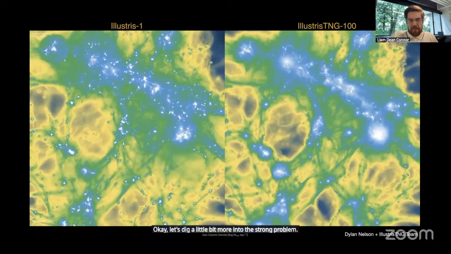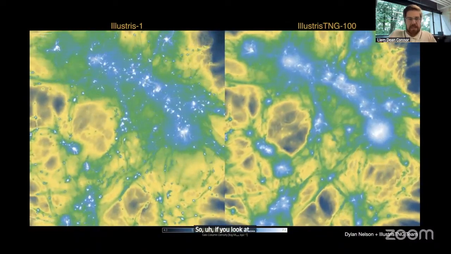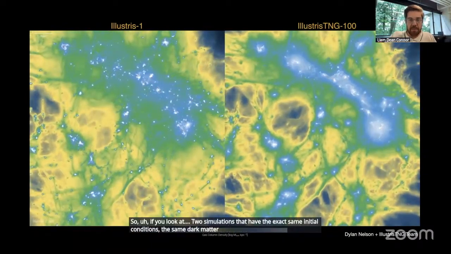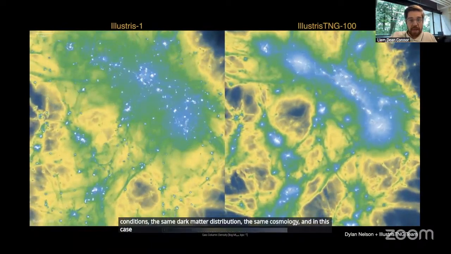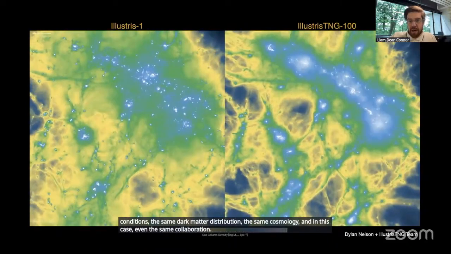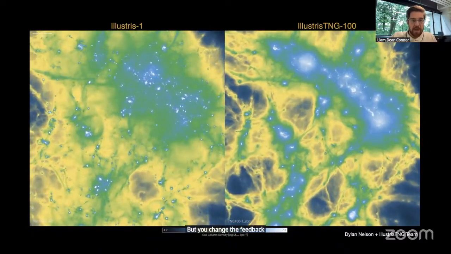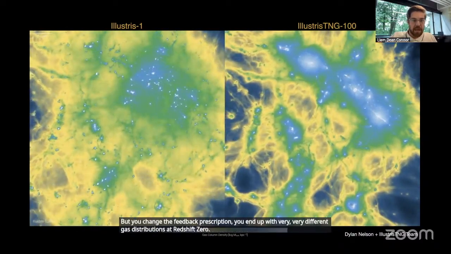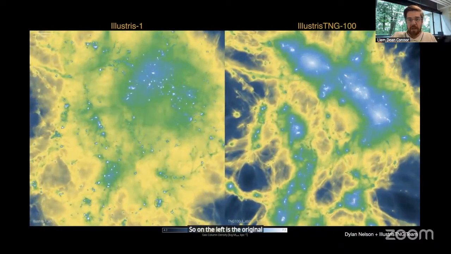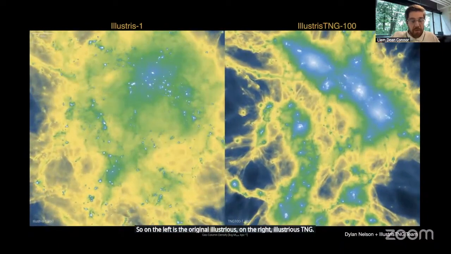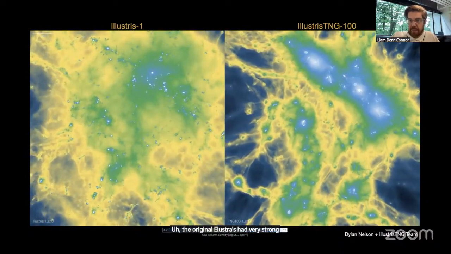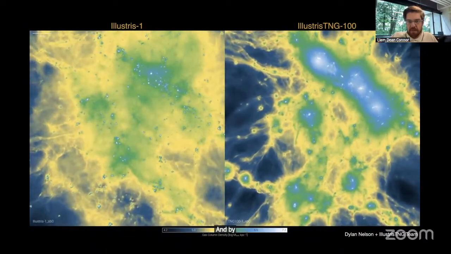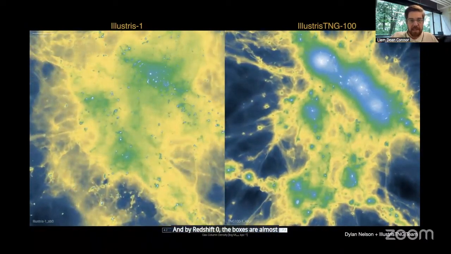So if you look at two simulations that have the exact same initial conditions, the same dark matter distribution, the same cosmology, and in this case, even the same collaboration, but you change the feedback prescription, you end up with very, very different gas distributions at redshift zero. So on the left is the original Illustris, on the right, IllustrisTNG. The original Illustris had very strong feedback. TNG has sort of strong feedback. And by redshift zero, the boxes are almost unrecognizable as the same volume.